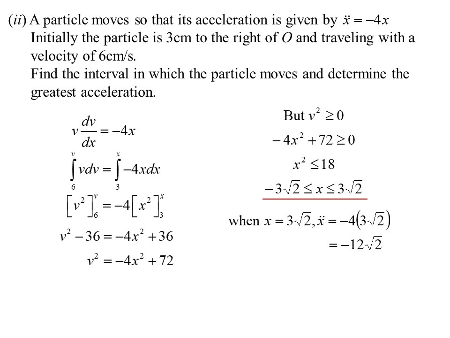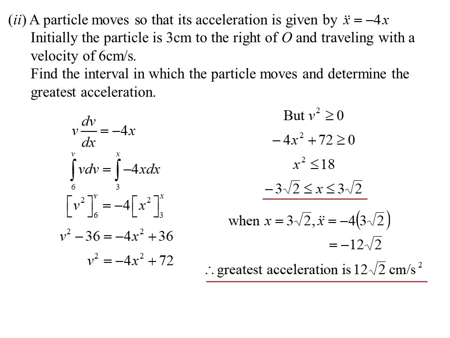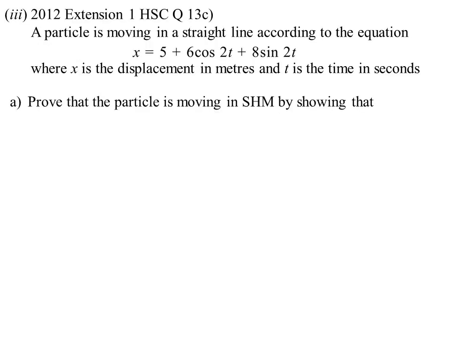And determine the greatest acceleration. Okay, we'll now go back. Acceleration is minus 4x, so its greatest acceleration has got to be when x is the greatest, and the greatest x is 3 root 2. Wow, negative 12 root 2 or 12 root 2. I'll probably go with a positive because they're saying greatest: 12 root 2 centimetres per second squared. Let's have a look at some HSC ones.